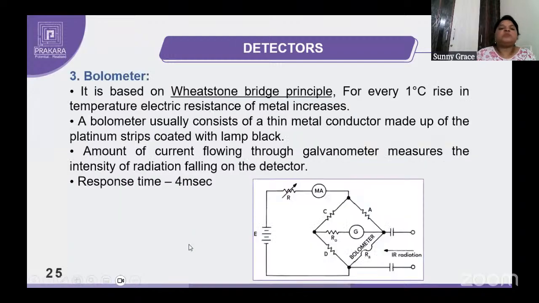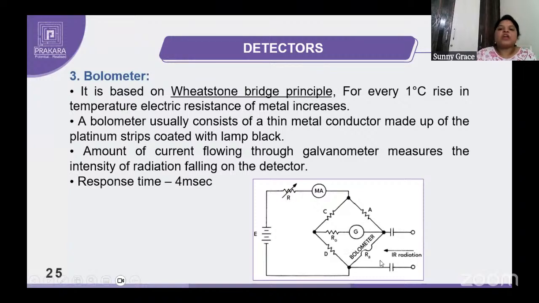The next one is the bolometer. The bolometer is based upon the Wheatstone bridge principle. Here, if you see, this is the Wheatstone bridge, where you are seeing four resistors, right? These four resistors must be equal. Then only this galvanometer will show 0 as the reading. So this is also known as the null detector technique.